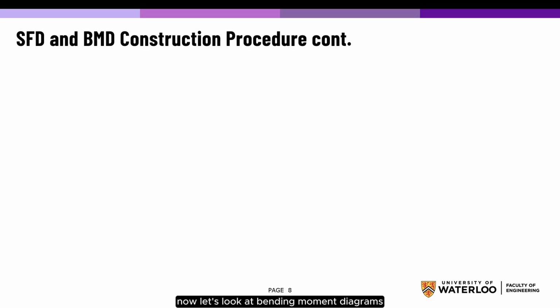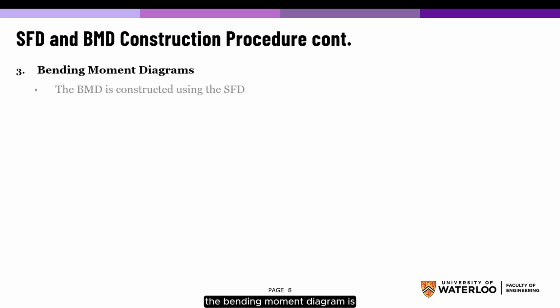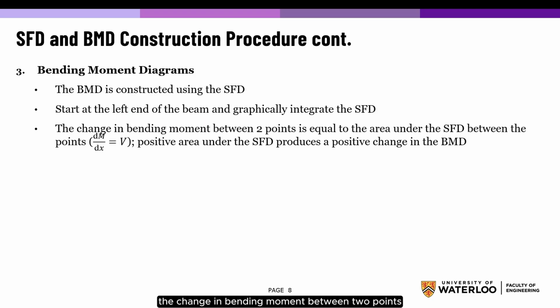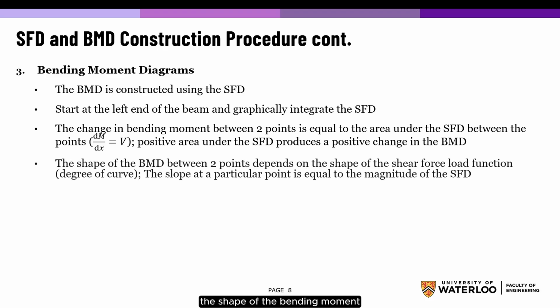Now let's look at bending moment diagrams. The bending moment diagram is constructed using the shear force diagram, and we start at the left end of the beam and graphically integrate the shear force diagram. The change in bending moment between 2 points is equal to the area under the shear force diagram between the points, and a positive area under the shear force diagram produces a positive change in the bending moment diagram. The shape of the bending moment diagram between 2 points depends on the shape of the shear force function. The slope at a particular point is equal to the magnitude of the shear force diagram.